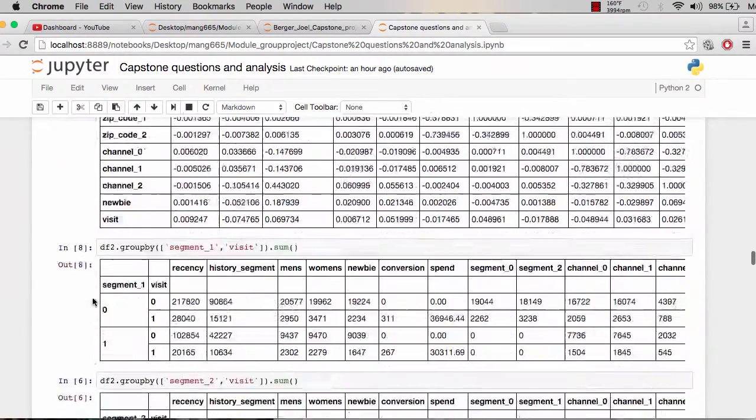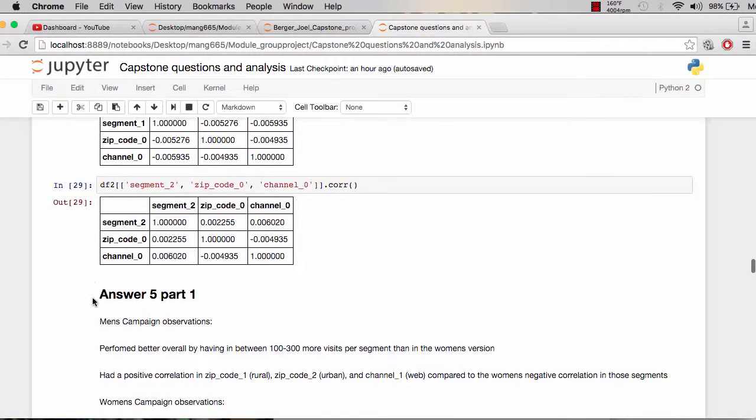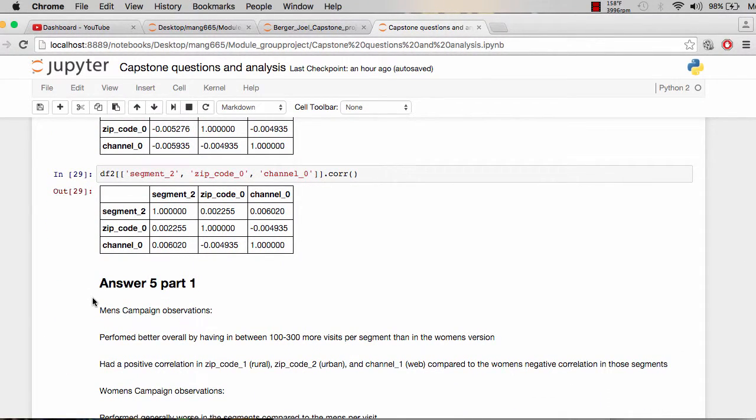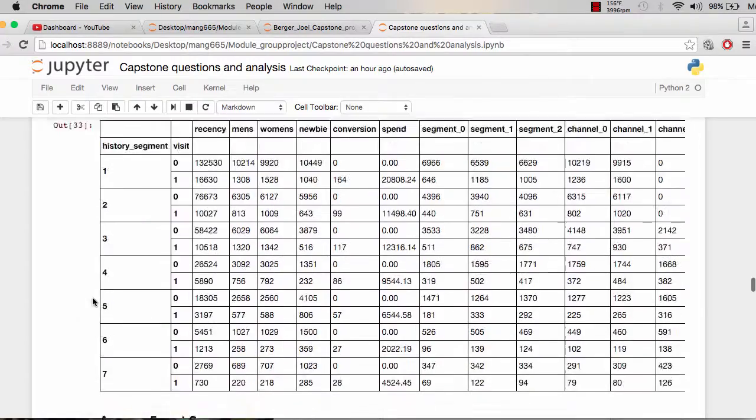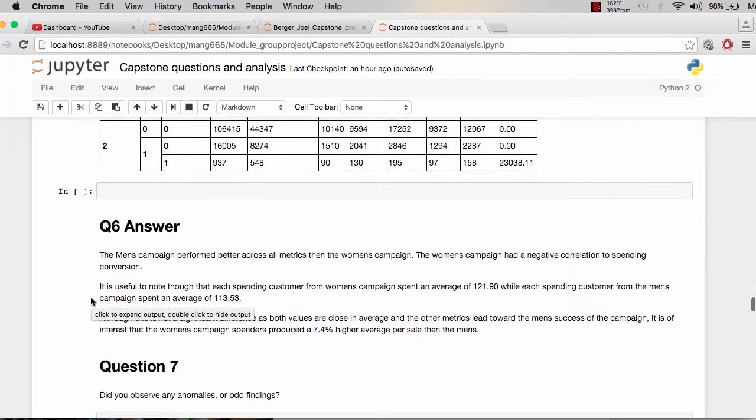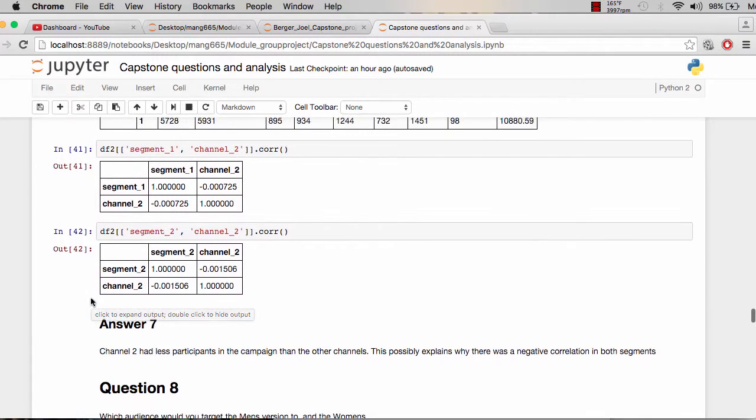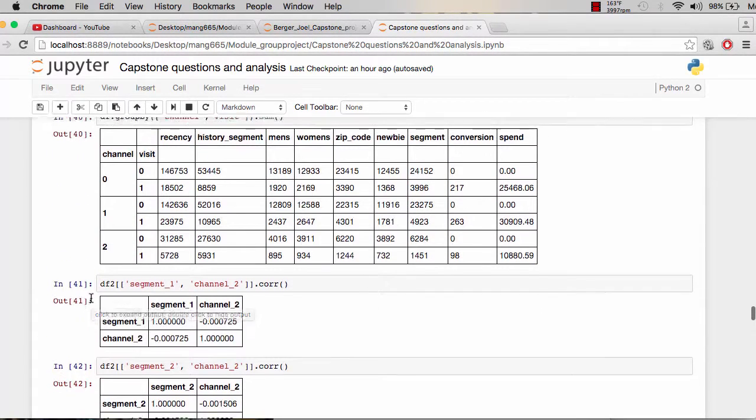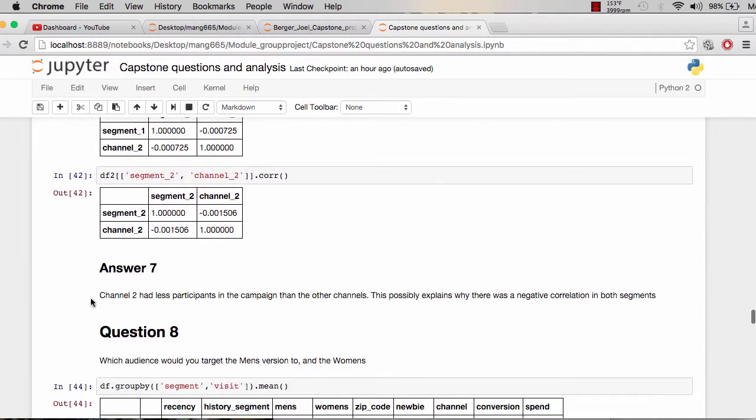For questions 5 and 6, I generally did correlations and sums to figure out which ones did better, how the men's usually did better, 100 to 300 visits per segment compared to the women's. And I put my results for that. Same with question 6 about visit, conversion and spending, where the men's did well for all three of them. Question 7, did I observe any anomalies? I have to say zip code and channel 2 seemingly had the least amount of customers within them. That's interesting because they did have some of the best results compared to the other zip codes and channels. So I was kind of surprised about that.